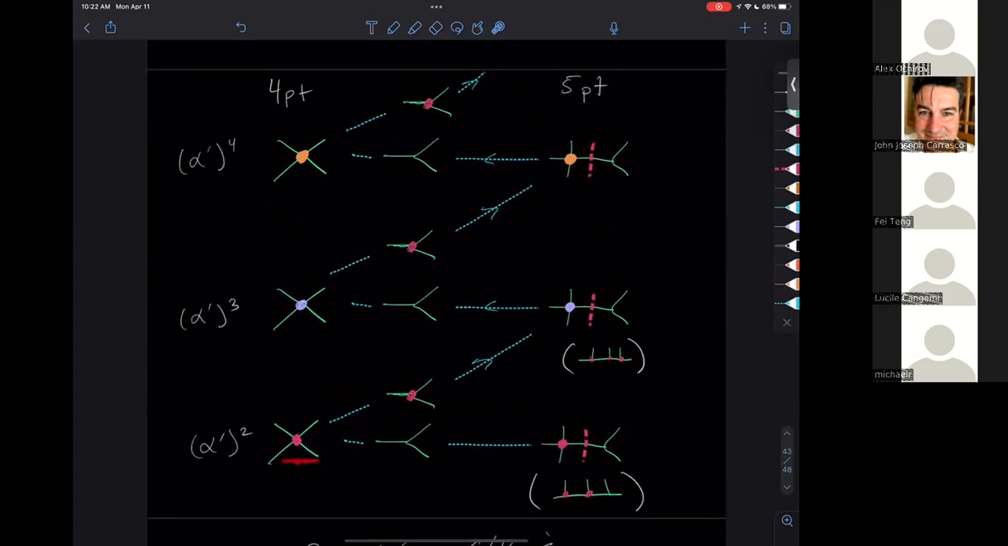And so I said we had this alpha prime squared counter term that we needed to add to get the alpha prime squared, the double insertion of trace F cubed to work at 4 points. Now, if I have this operator, I have to consider what's going on at alpha prime cubed at 5 points. I had to consider alpha prime cubed at 5 points anyway, because of three insertions of the trace F cubed.